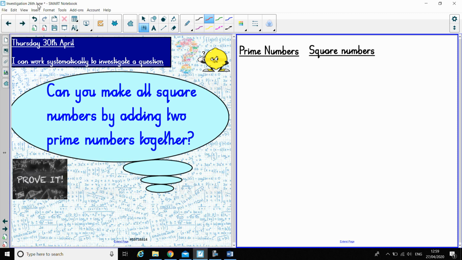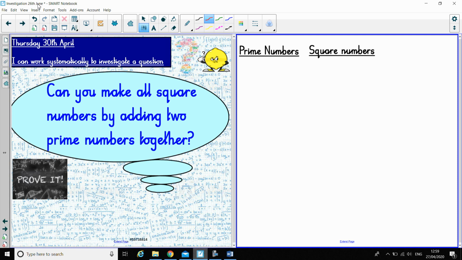I'm here with another maths investigation for you to have a go at today. So today's big question is, can you make all square numbers by adding two prime numbers together? So, can you make all square numbers by adding two prime numbers together?